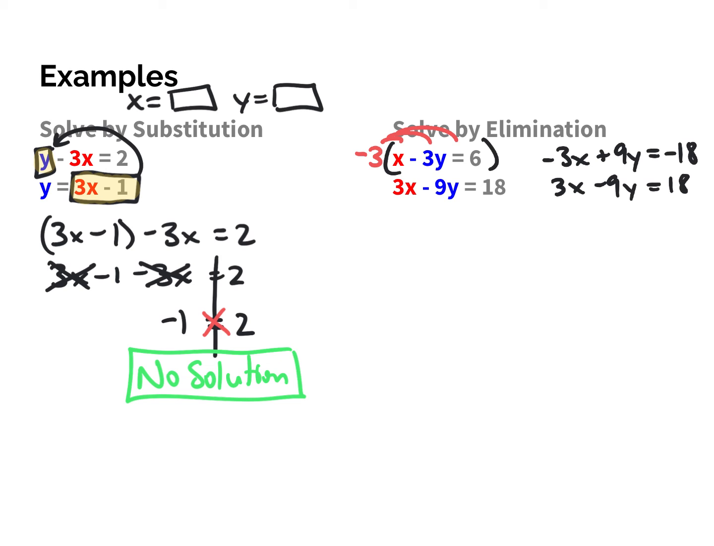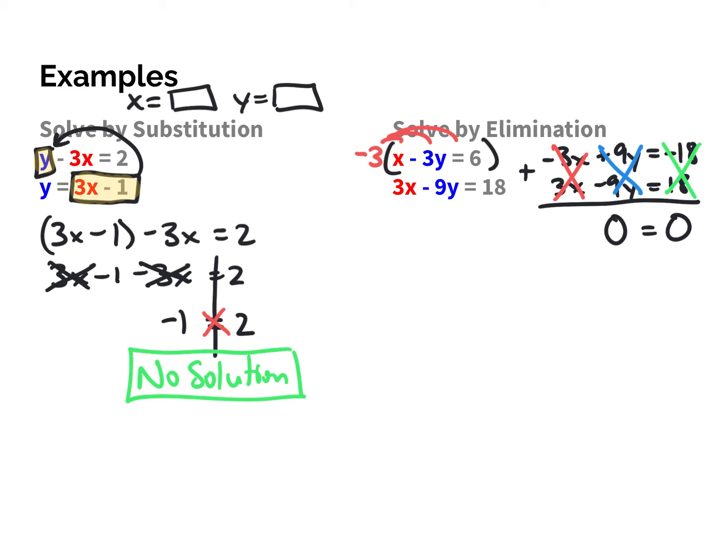Now when I solve this by elimination, by adding these together, watch what happens. Whoa, -3x and 3x, those cancel out. 9y and -9y, whoa, cancel out. 18 and -18 cancel out. Whoa! Everything cancels. What's left behind? 0 equals 0. There's nothing left behind on both sides.